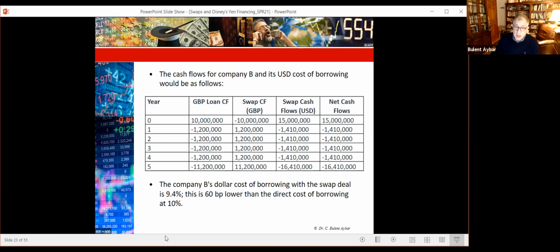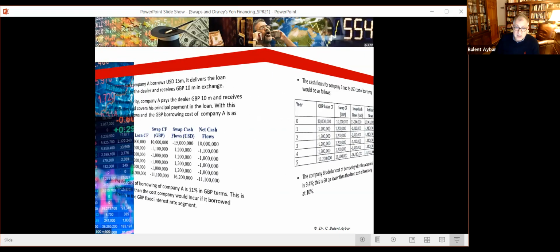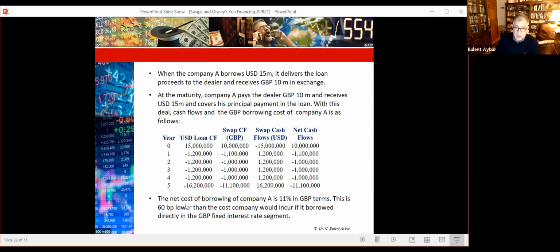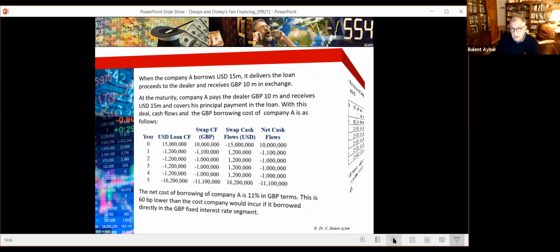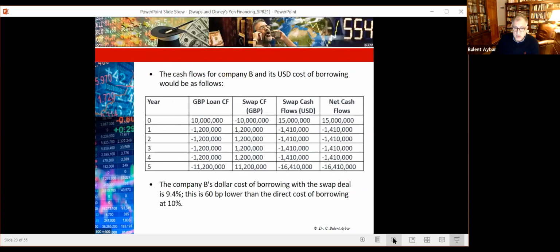So as a result of this deal, both parties were able to effectively reduce their cost of borrowing. In this case, it seems to be 60 basis points on both ends. It doesn't have to be that way, but the way the interest rates are structured, it turned out to be the situation. So both parties equally benefited from this deal.